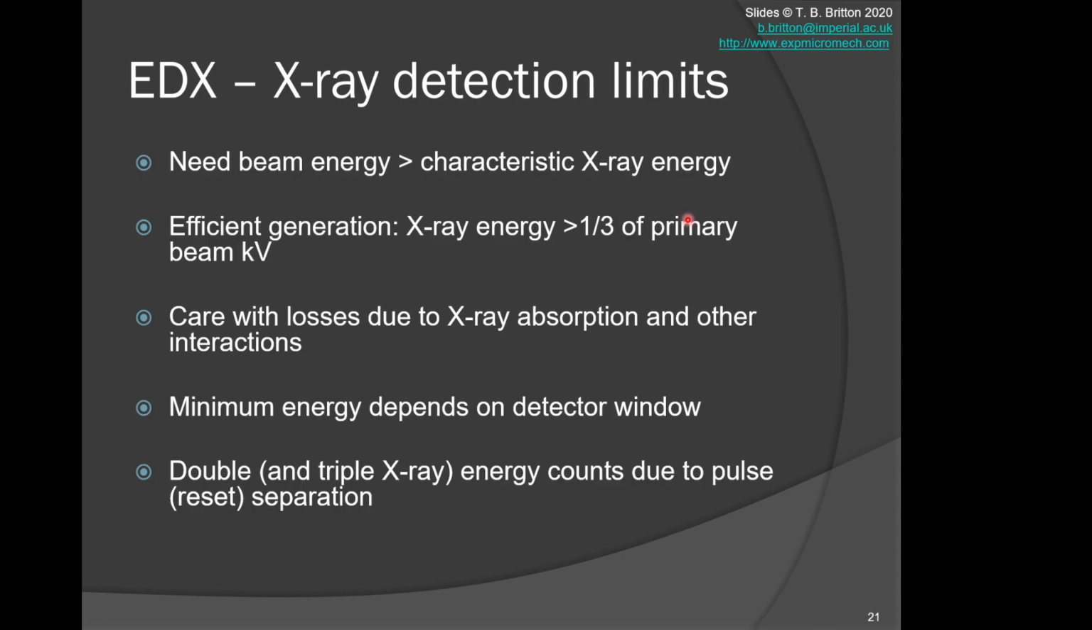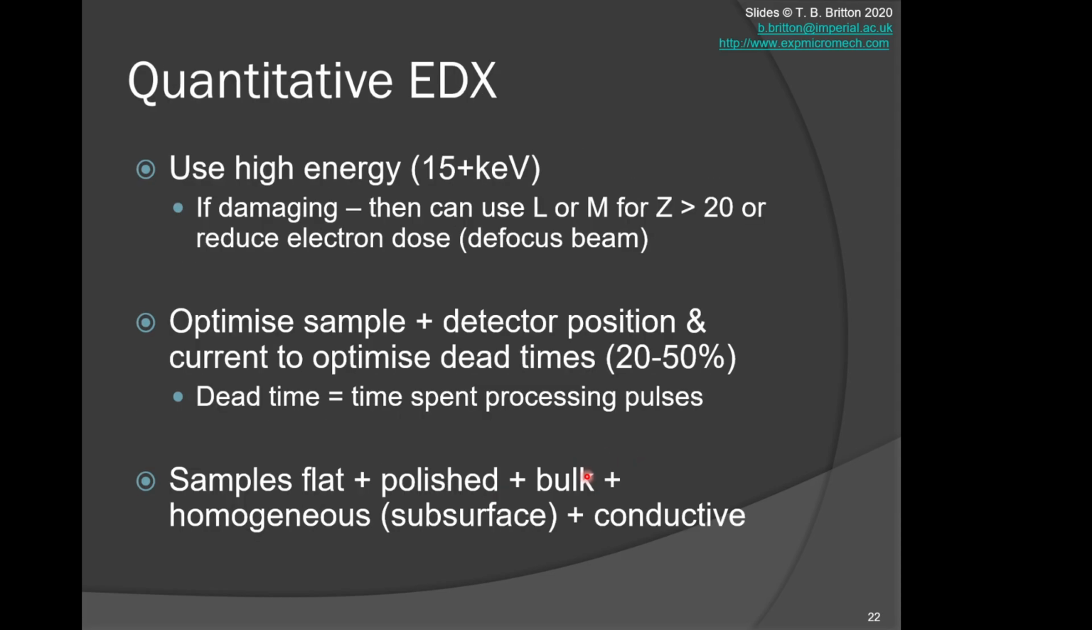For the detection limits for EDX, the beam energy must be greater than the characteristic X-ray energy. We've seen that before. And for efficient generation of the X-rays, typically we would like the X-ray energy to be greater than a third of the primary beam kV. There are also concerns, and we'll see this in a minute, related to absorption, subsequent absorption of the X-ray, and other interactions such as the creation of fluorescence associated with those X-rays. The minimum energy of detection depends on the detector window. And of course, the double counting and triple X-ray counting, as well as the resolution of the peaks, can be related to the pulse separation on the pulse processor.